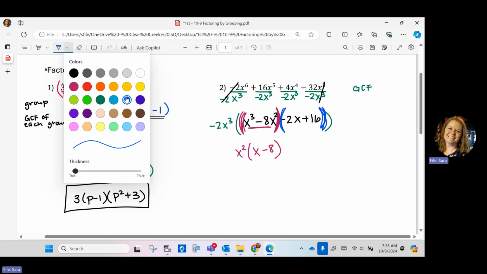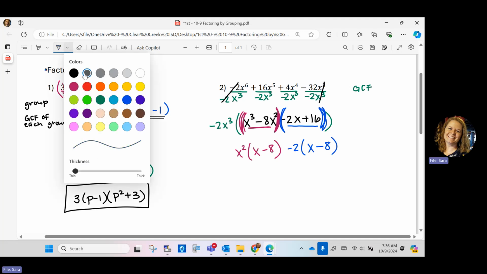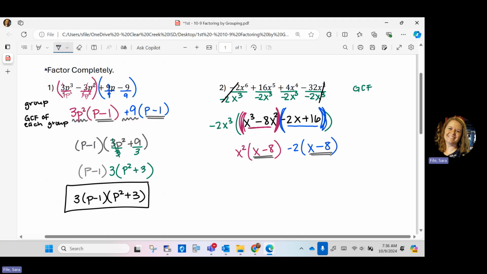Now in the second group, what can I divide out of all of that? Yeah, a 2. Again, I want my leftovers to match, right? That's what we said over here. The leftovers need to match. If I take out just a 2 here, I'm going to be left with negative x, aren't I? I need my leftovers to be positive x. So I'm going to divide out negative 2, which will leave me with positive x. And then 16 divided by negative 2 is going to leave me with negative 8. Now my leftovers match. Do you see that? That's what should happen.